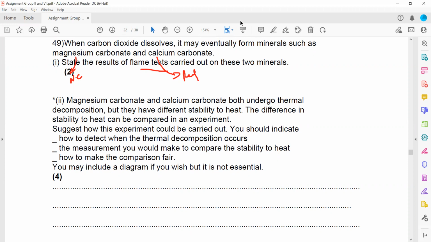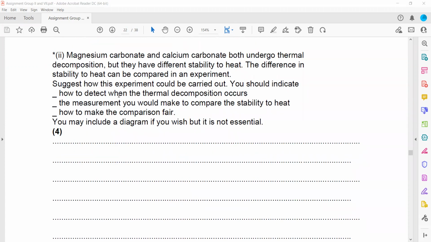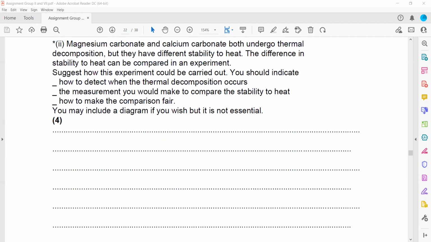Then magnesium carbonate and calcium carbonate both undergo thermal decomposition but with different stability. How to detect that thermal decomposition occurs, what measurement you take to compare, and how to make a fair comparison. You may include a diagram if you wish, but it is not essential. The diagram will be the same: a test tube connected by a delivery tube to lime water.